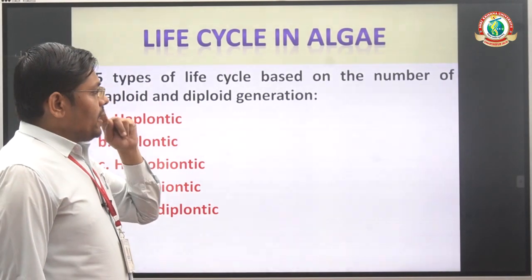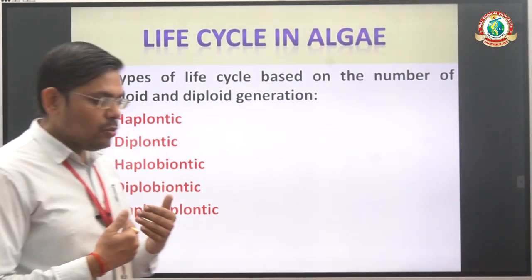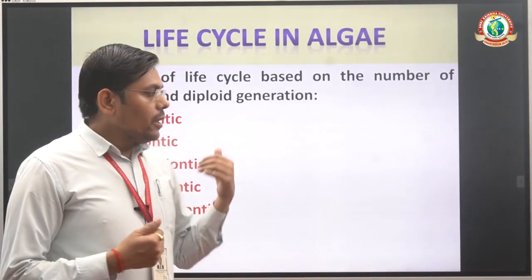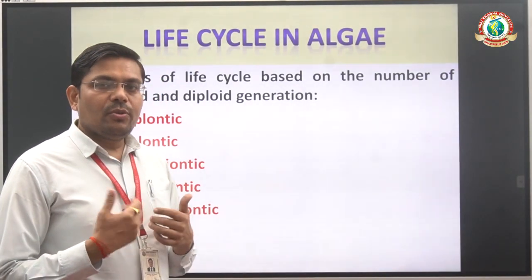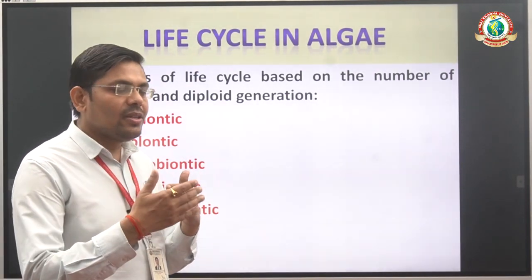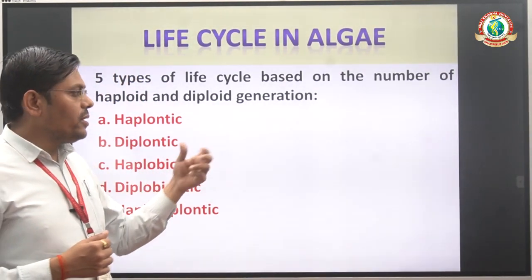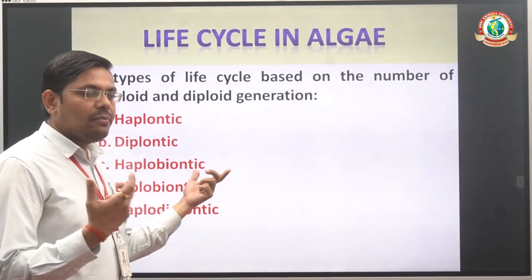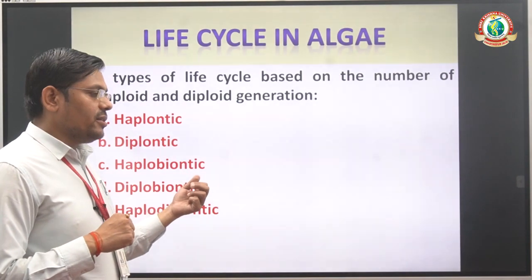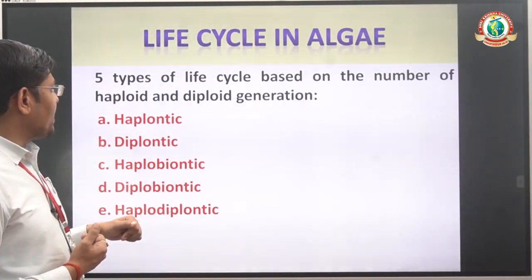Now, the life cycle in algae. The life cycle is generally completed with two processes, gametophytic generation and sporophytic generation, and these haploid and diploid generations alternate with each other, the haploid being the gametophytic generation and the diploid the sporophytic generation. There are 5 types of life cycle in algae.